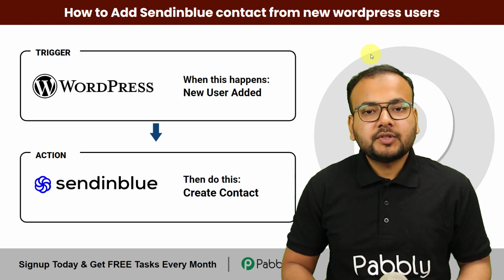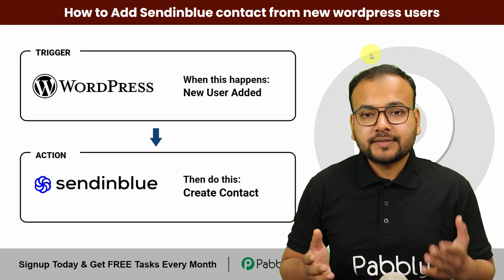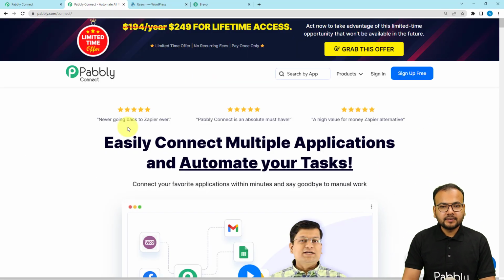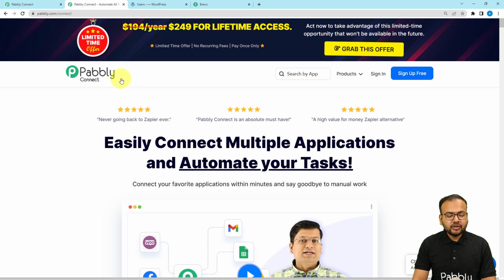And we are going to set up this automation with a no code tool known as Pabbly Connect. So let me show you how you can also set up this automation. This is the landing page of Pabbly Connect, and you can find the link of this page in the description as well. From here you can sign up for free and you will get free automation tasks every month to test and set up your automations.